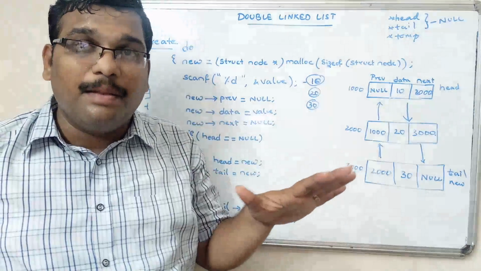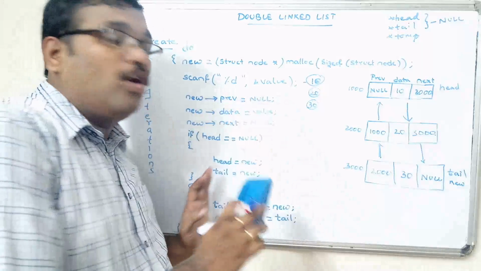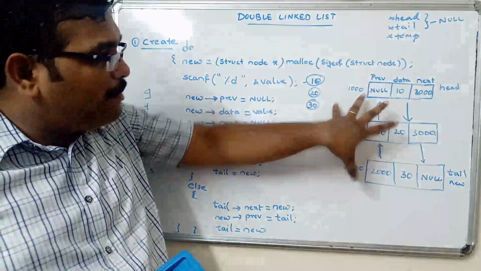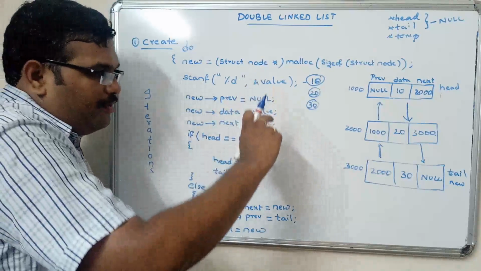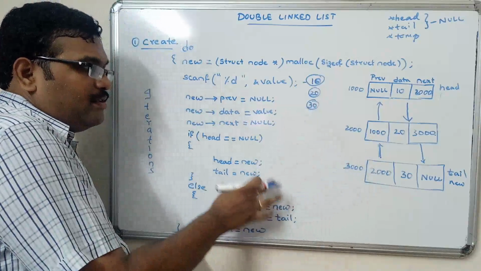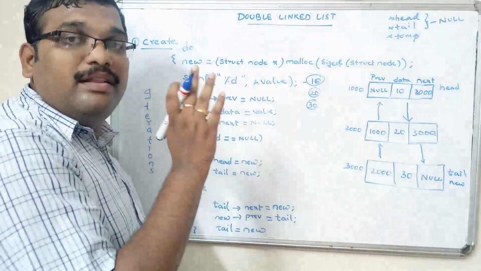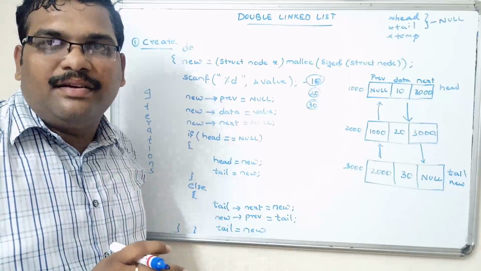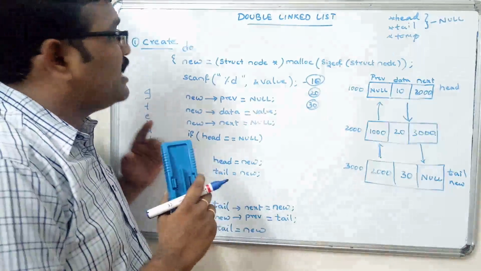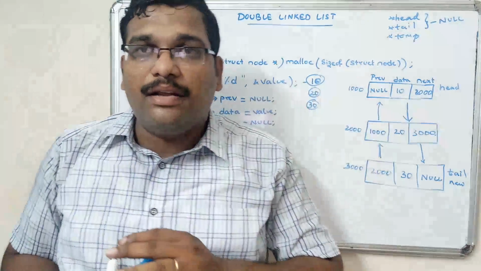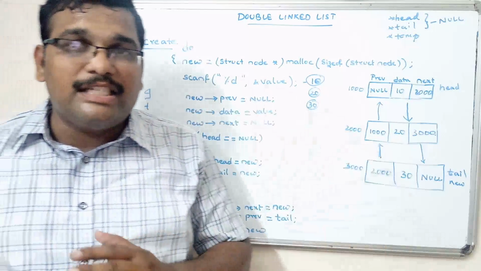So I am not giving the program completely, I am just explaining the logic. If you draw the diagram and trace every statement, automatically the concept will be very easy, right? So hope you understood this create method, create operation. Now we will go with the display operation.